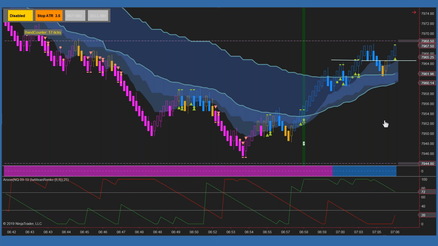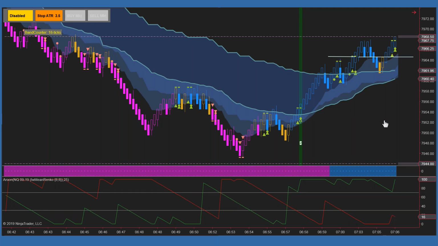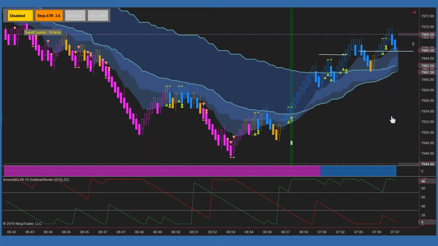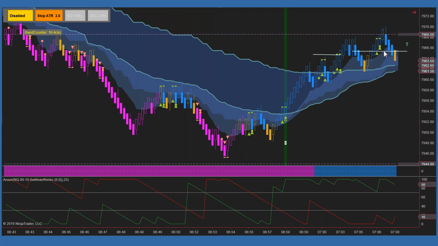Oh, and oh well, it touched 70. I don't know if it was enough to take you out, but certainly enough to get the trade to a break even. Let's see if it follows through. We're still above the 70. We're still below the 30. And no. But that's okay. It was a break even trade. Break evens are almost as good as a win.